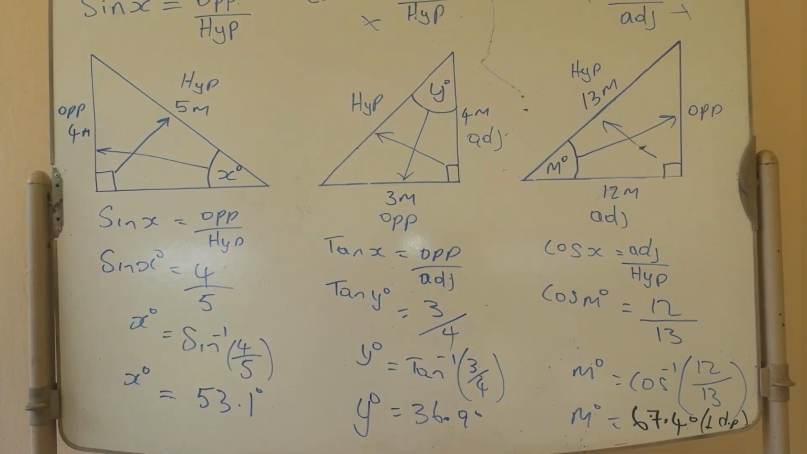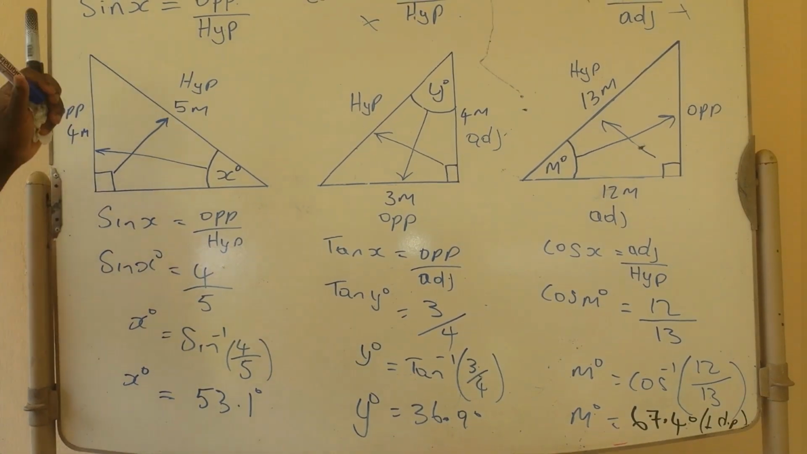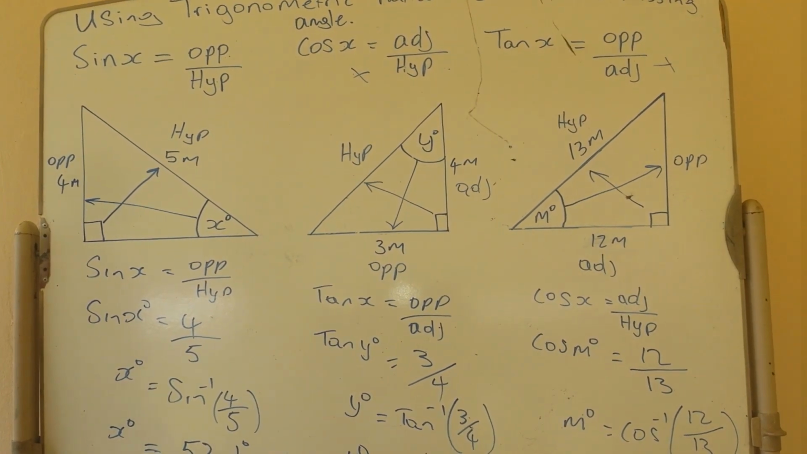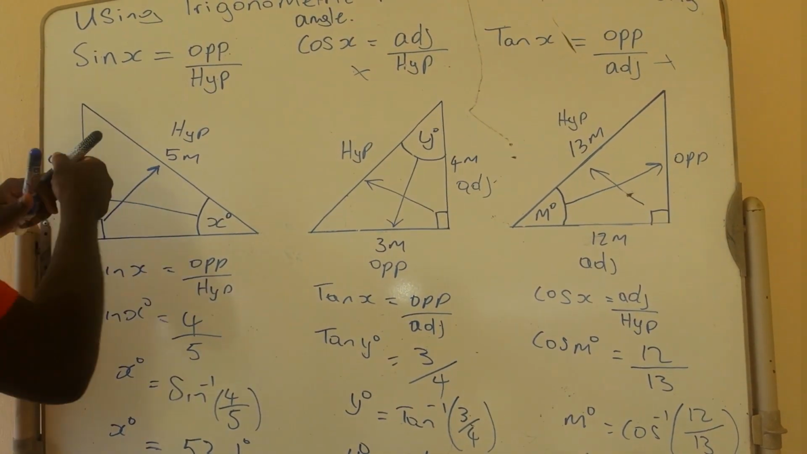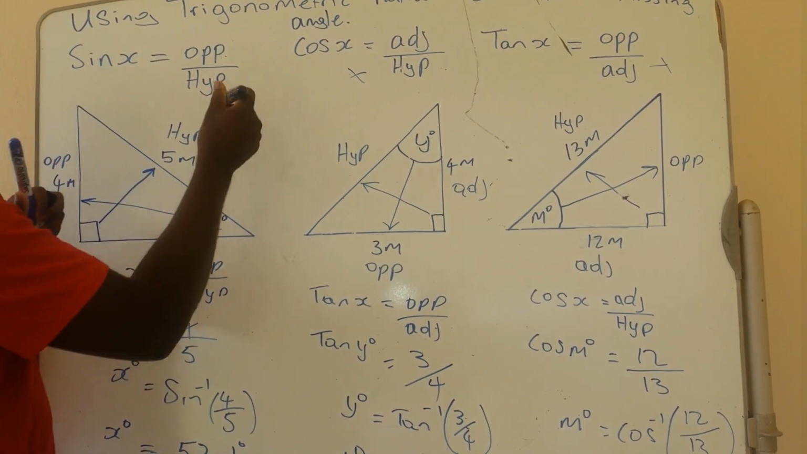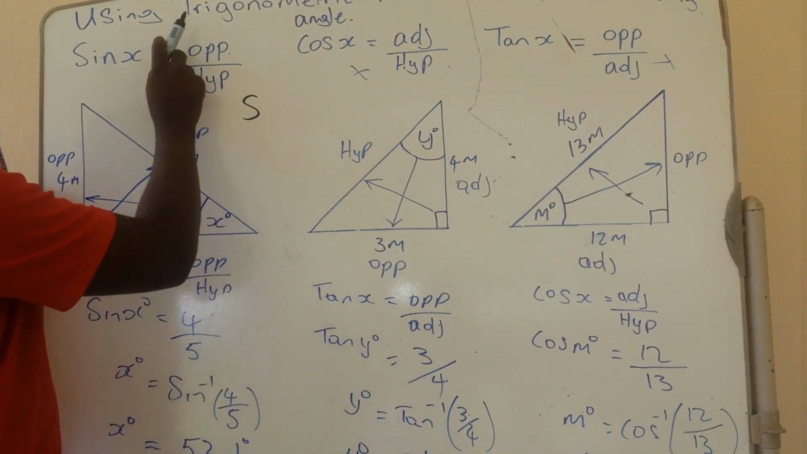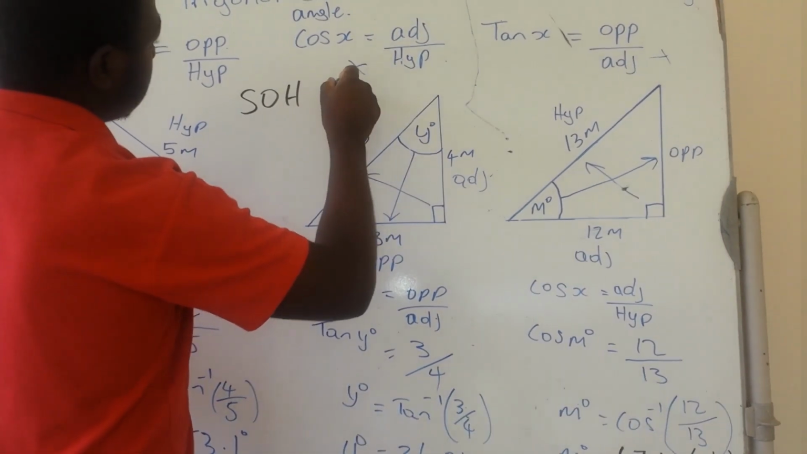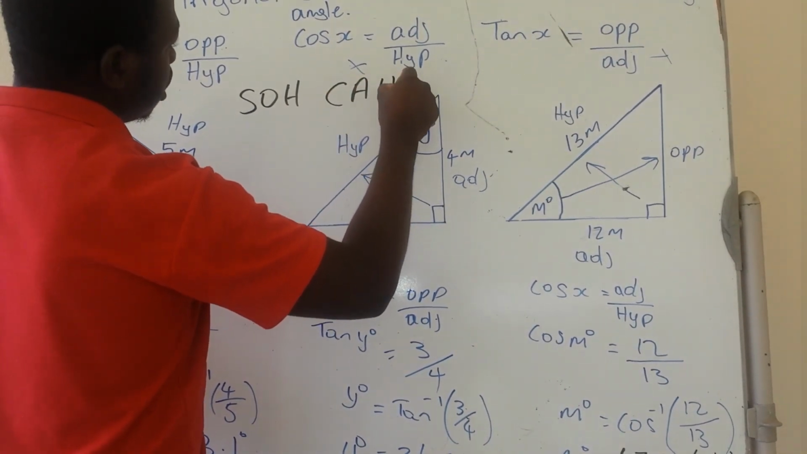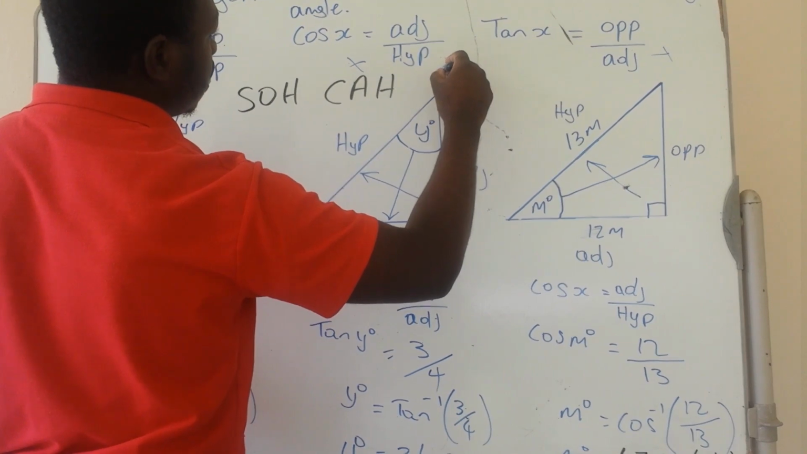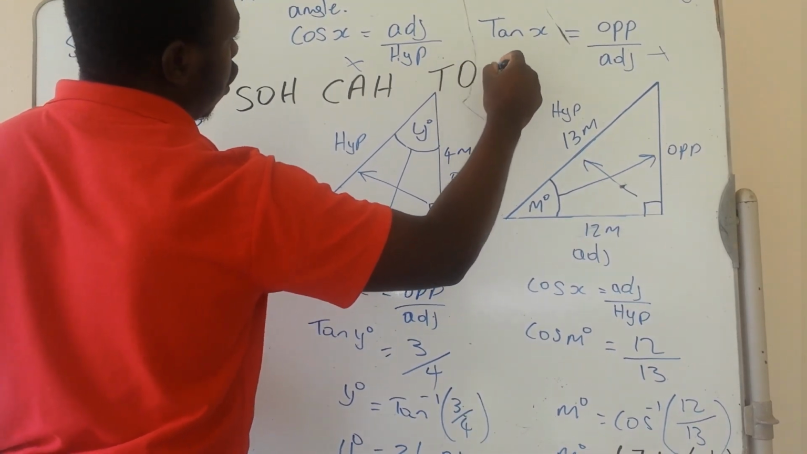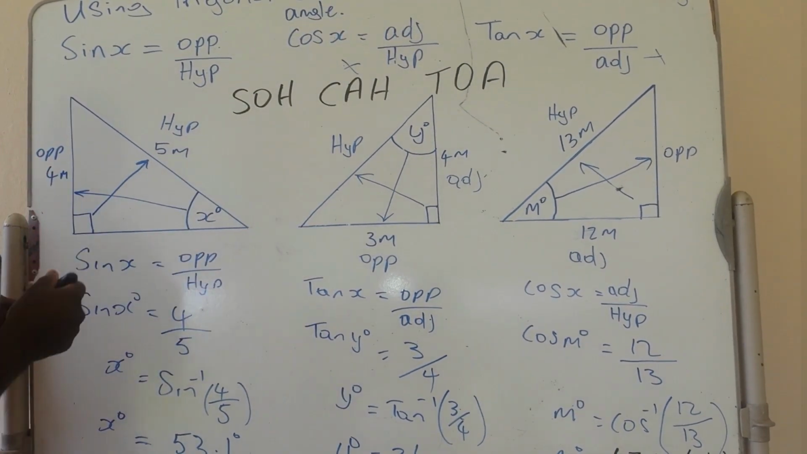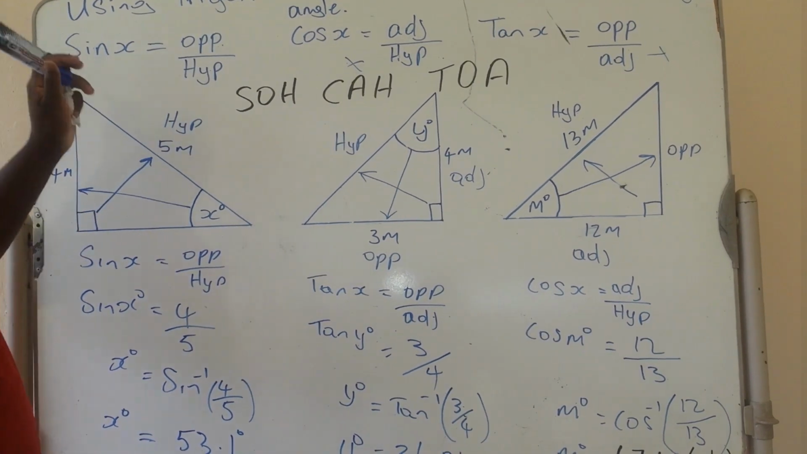There is a nice way to remember all of these three ratios. You could use the first letter of each of these. So if you take S of sine, you get S. You use O, and then you use the H, and then you use C, A, H, and then T, O, A. You put it together, you get SOHCAHTOA. So you can always use SOHCAHTOA to remember the trigonometric ratios.